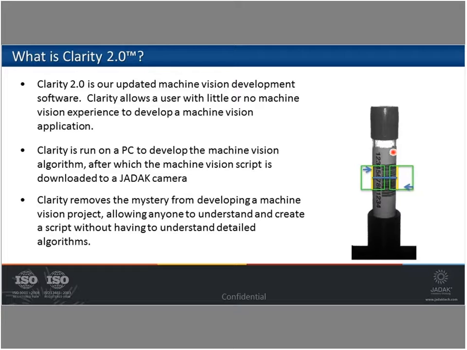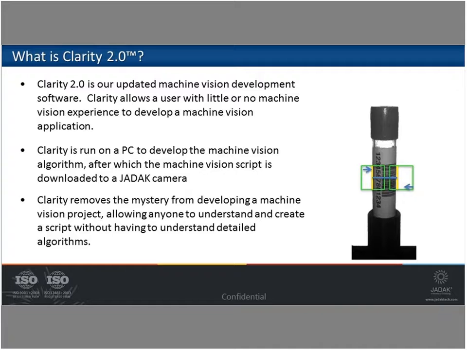the two edges of a test tube and measuring the distance between those two edges in order to determine the size of that tube. Clarity is a PC application. So what you would do is you gather images and you develop this machine vision application on the PC using Clarity, and then you can download that application into a JTAC camera where it would run on the camera going forward. We'll talk a bit more about that development process later.